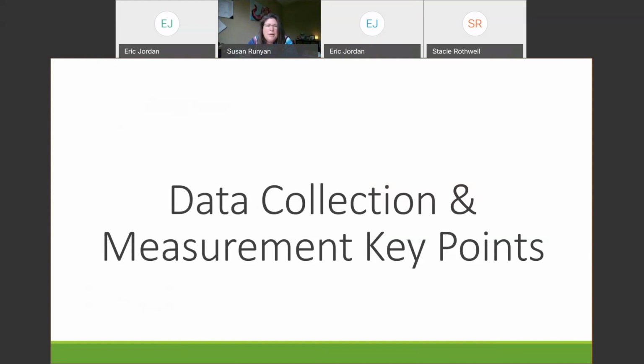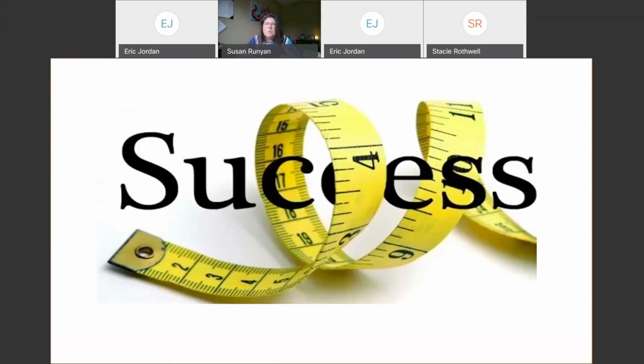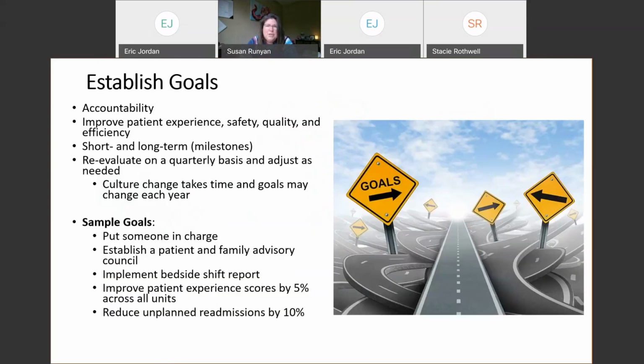So today, we're going to spend time with data collection, displaying data, key points to measurement. Those types of things are what we're going to wrap our brains around today. I talked a little bit last time about measuring success, but truly data helps us measure our success. It also helps us identify things that might need attention or have the opportunity for a quality initiative to be done.